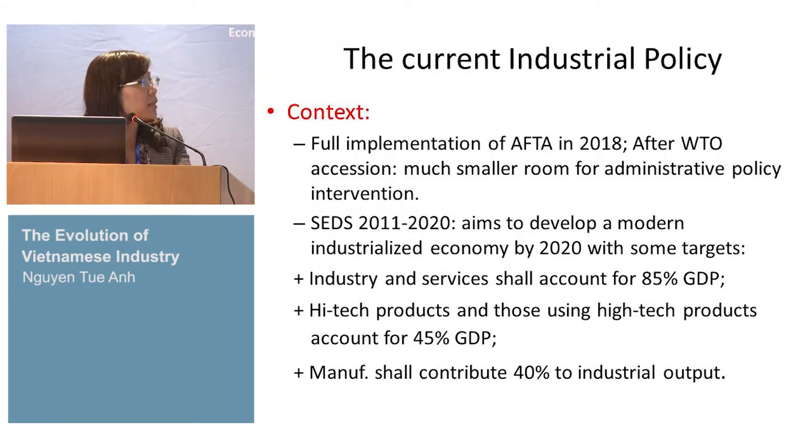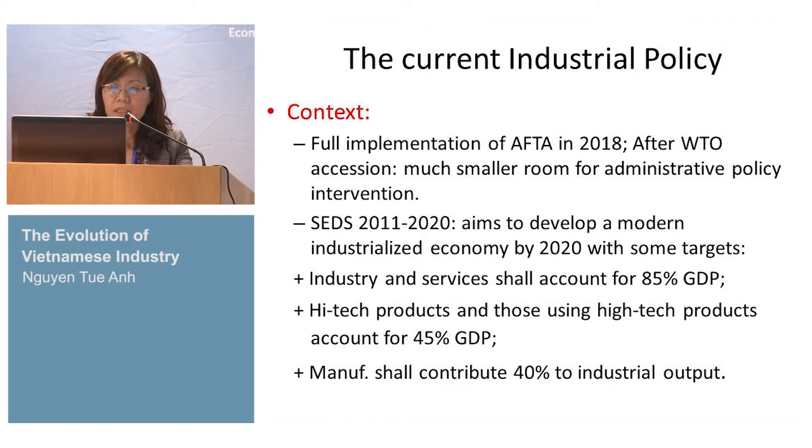So what about the current industrial policy in Vietnam? The current industrial policy in Vietnam is governed and implemented by the 10-year socio-economic development strategy 2011 to 2020. And it is also implemented in the context of full implementation of AFTA in 2018. At the same time, Vietnam also has to implement its commitments to the WTO. That means there is much smaller room for administrative policy intervention.